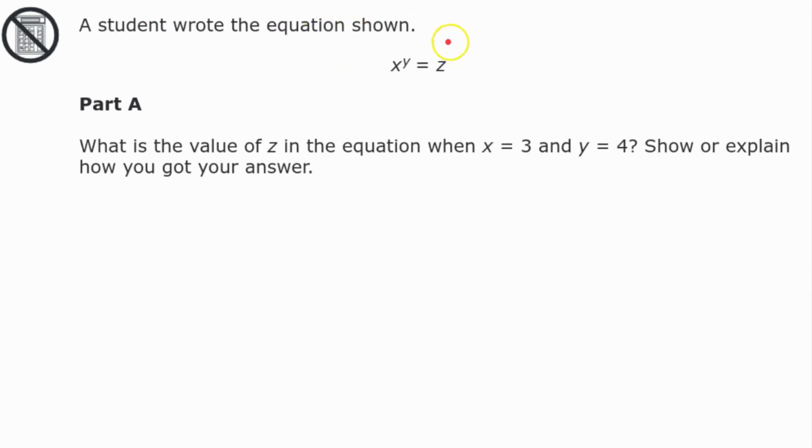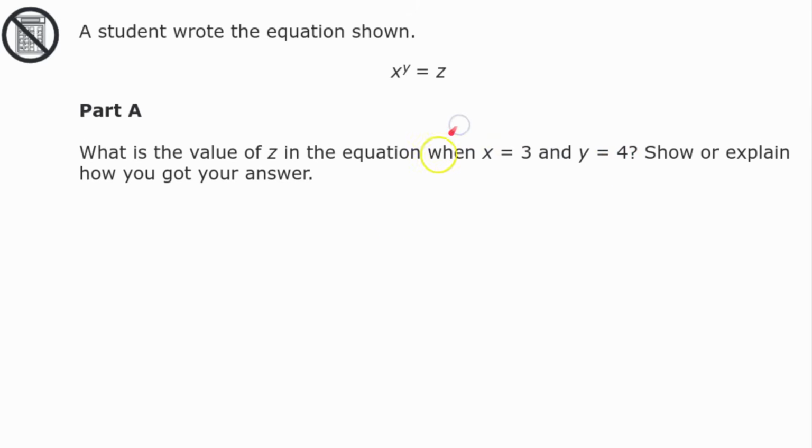So a student wrote the equation shown, x to the y equals z. And part A is asking you, what is the value of z in this equation when x is 3 and y is 4? Go ahead and try, pause, and come back.